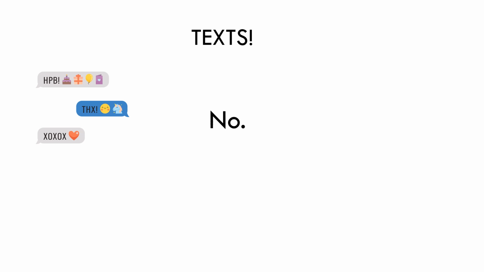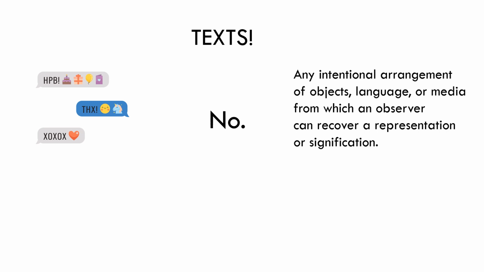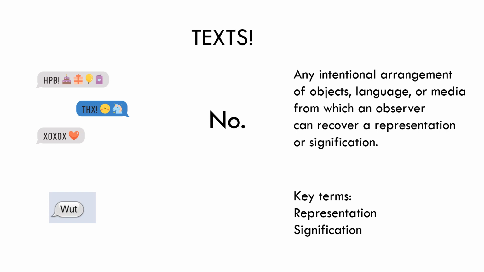Text is a technical term in literary studies, and it means any intentional arrangement of objects, language, or media from which an observer can recover a representation or signification. Now, I recognize a couple of those words we're going to need to define a little more closely. And in our course, we're going to have our own definitions for some terms. So be sure that you're taking notes and you're writing these kinds of things down. Here, by representation, we mean a communicative act meant to represent some aspect of reality. But when we're talking about signification, what we mean is how an object or objects convey meaning.